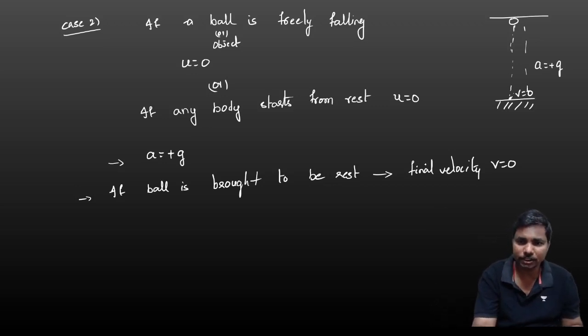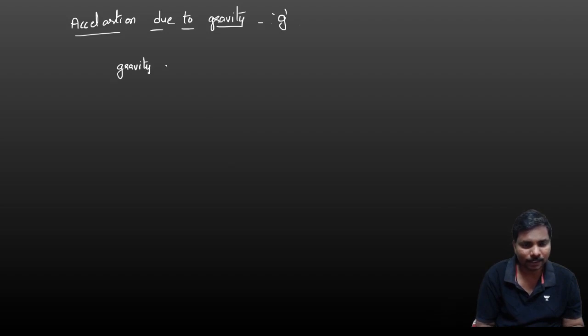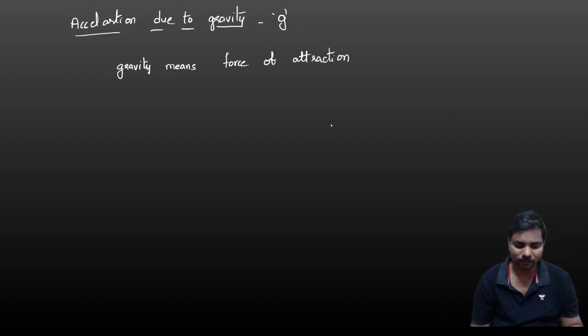Now the acceleration due to gravity, G. One very important term, acceleration due to gravity, denoted with the letter small g. What is meant by gravity? Just now I said gravity means force of attraction. Our Earth having gravity means it attracts all the particles, correct? Force of attraction is nothing but gravity.